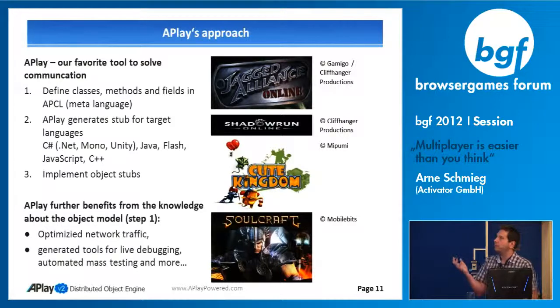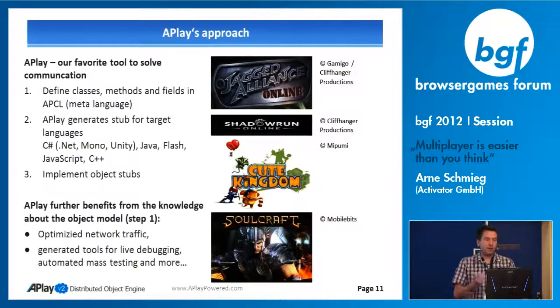The APlay approach allows you to create distributed classes, and APlay generates the language you require for those classes. That means you only have to define the class once, and a stub of your class will be everywhere, and you only have to write your platform-dependent code. It makes the development of a game a lot easier.